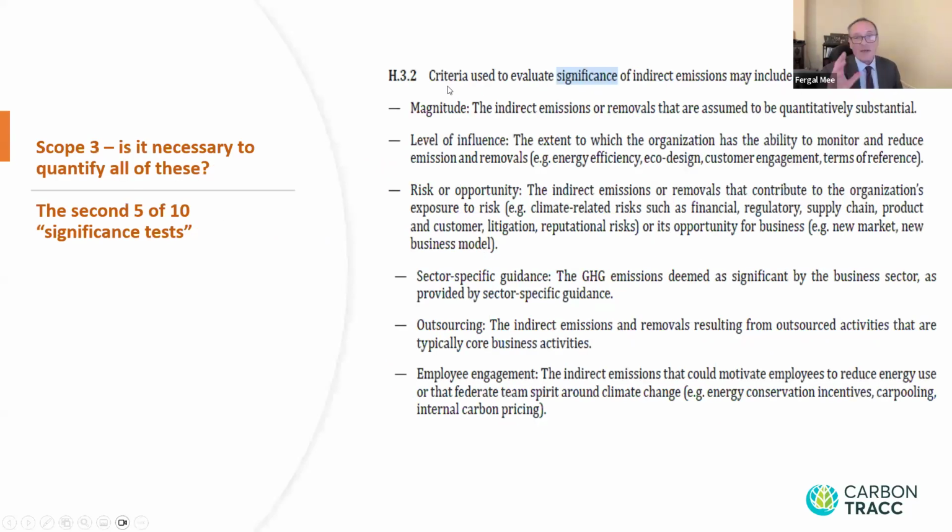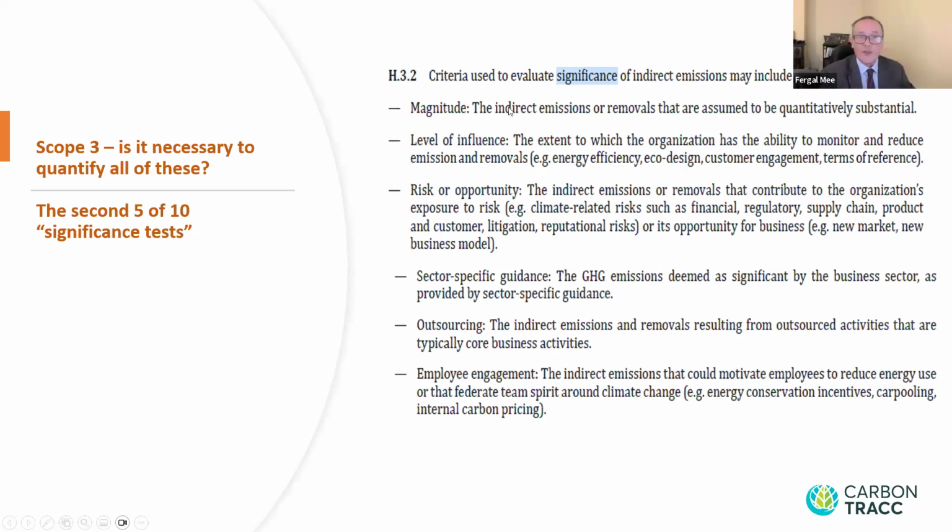And then the second 5 of our significance tests. What we're trying to do here is establish which of our Scope 3 emissions we're going to include in our greenhouse gas reporting and which can be excluded. Ultimately, we would hope over the long term to include them all. So we look at 5 metrics: the magnitude, the indirect emissions which are assumed to be quantitatively significant.